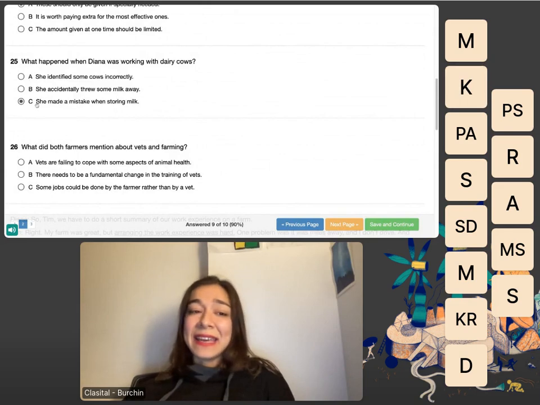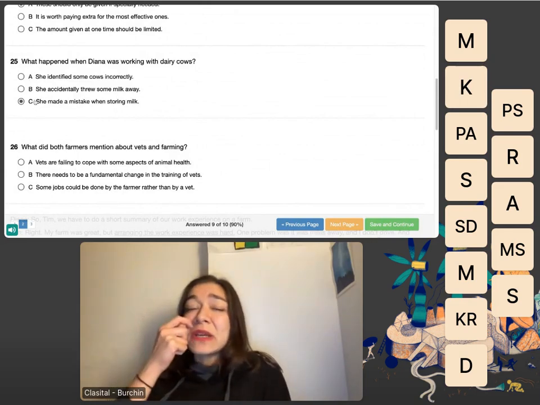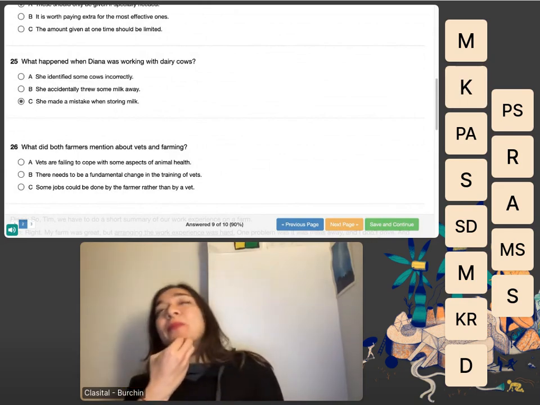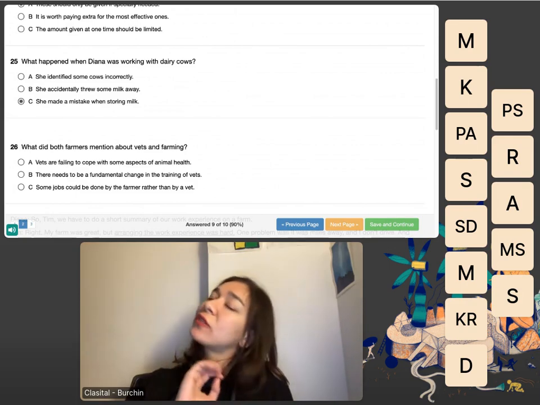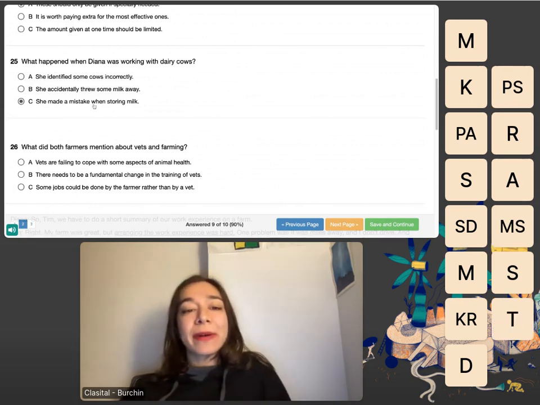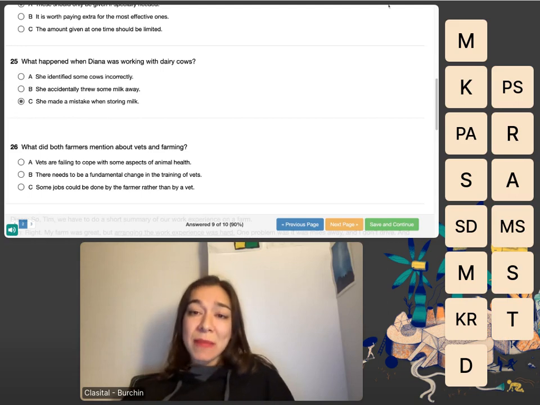Yes, it is C. There is lots of paraphrasing: storing, putting in a container, different container, and so on. It is all about storing the milk. So she made a mistake when storing the milk, and it is C.